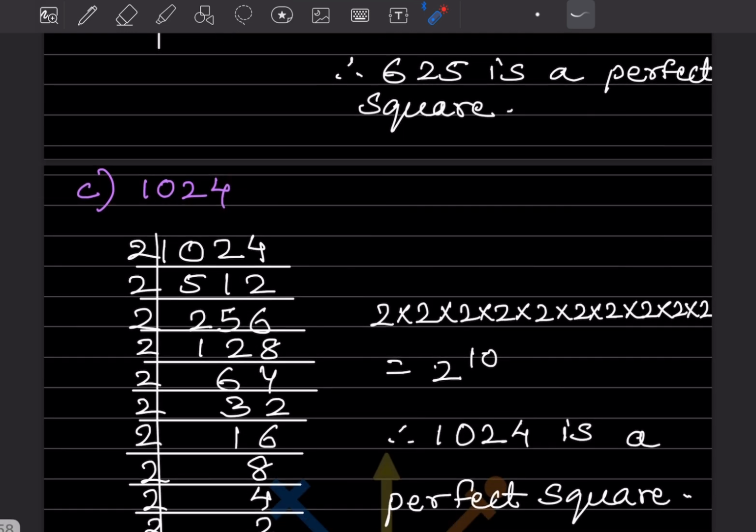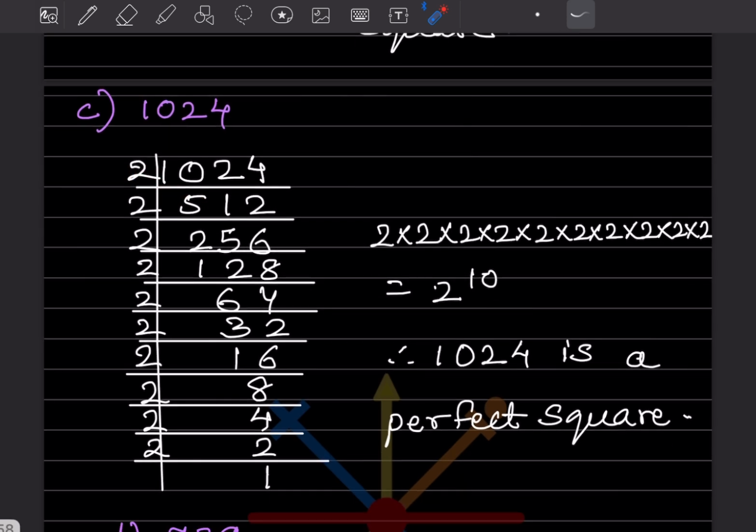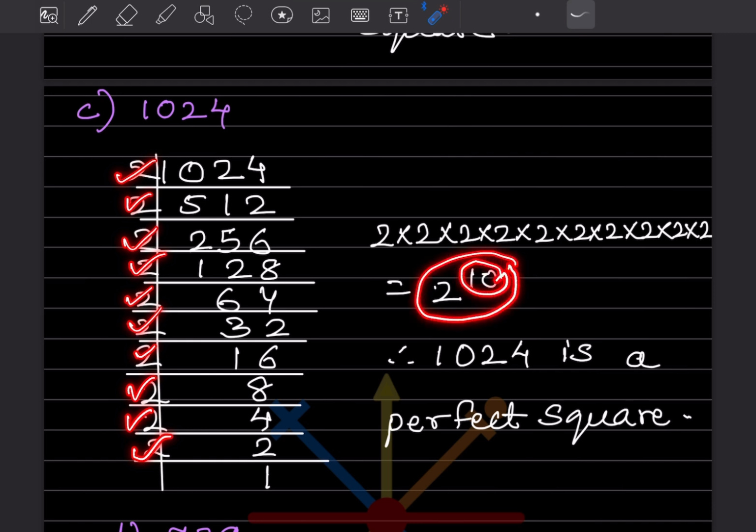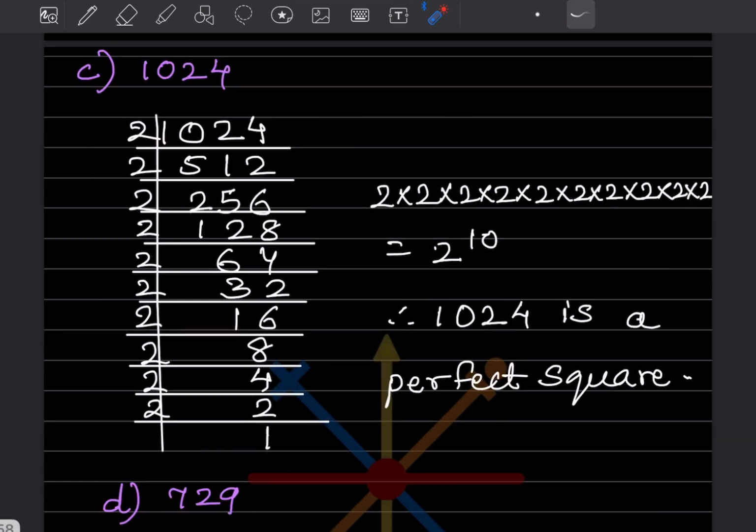Now we will see for this number. So we'll start with 2. You can see here, these are all the factors of it. So how many times do we have 2? 1, 2, 3, 4, 5, 6, 7, 8, 9, and 10. So that is going to be 2 raised to 10. So this exponent is an even number. So that is a perfect square. We can say 1024 is a perfect square.